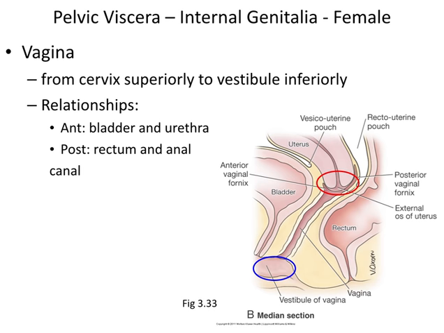So think about that. Important relationships anteriorly, we mentioned the bladder as well as the urethra, and that's highlighted in this image. And posteriorly, you can see that the rectum and the anal canal are related to the vagina.